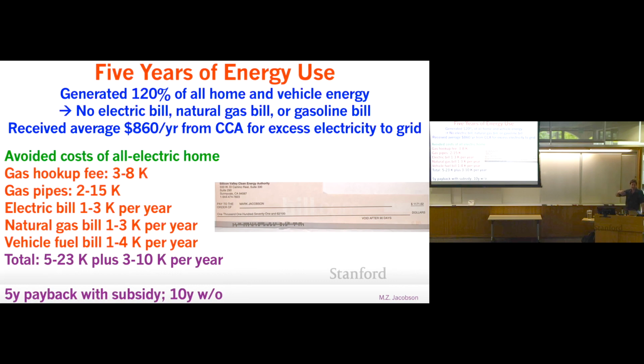PG&E in this area runs the transmission and distribution lines, so they still have the transmission and distribution portion of the bill. But the Community Choice Aggregation Utility, there are 7 states in the U.S. that allow community choice aggregation utilities, and California is one.